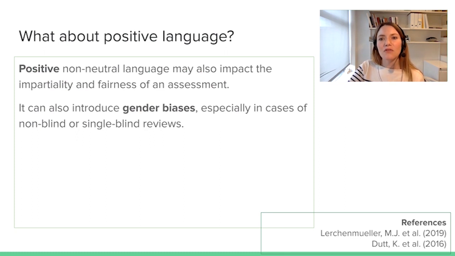Another reason to recommend restraint with positive non-neutral language is because there have been found to be gender disparities in its use and deployment. So men and women have been shown to differ in the rate that they include positive sentiment words in the description of their own and others' research. And in recommendation letters, male postdoctoral candidates are more likely than female postdoctoral candidates to be described using subjective terms such as brilliant, rising star, pioneer, genius, and trailblazer. So this can be a particular problem in cases of non-blind or single-blind reviews.